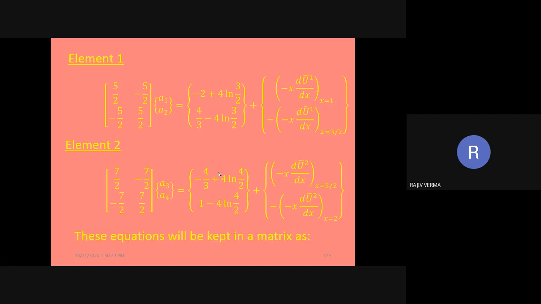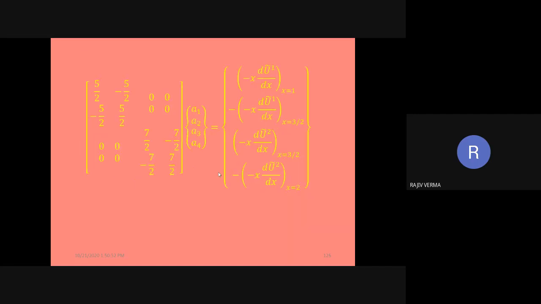Now in the next slide, we are going to keep all these four equations in a matrix form. Because there are four equations and four unknowns, the size of the matrix is going to be 4 by 4. So this is that particular matrix.